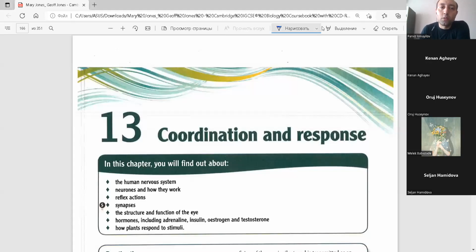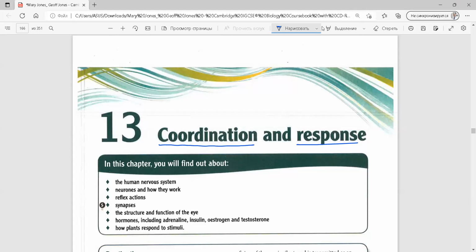So as I said, we are going to talk about today coordination and response. In this lesson, we will firstly talk about the nervous system. Then we will have from sense organs, the eye. We will talk about eye structure. Guys, we don't need in IGCSE to learn about ear structure or the tongue, nose, okay? Only the eye will be enough here.